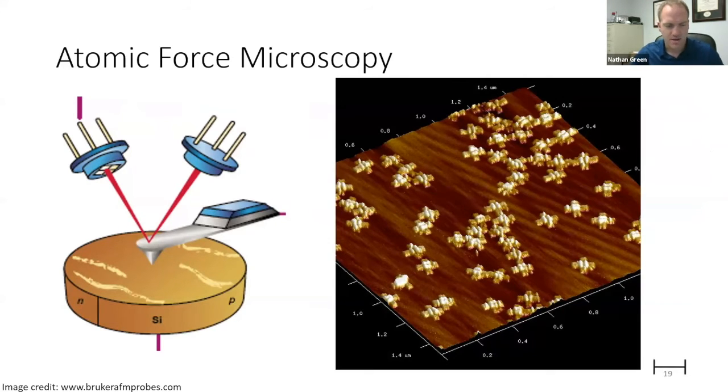And I kind of got ahead of myself here. I should have put this up a little bit earlier on atomic force microscopes. I'll leave that alone for now.